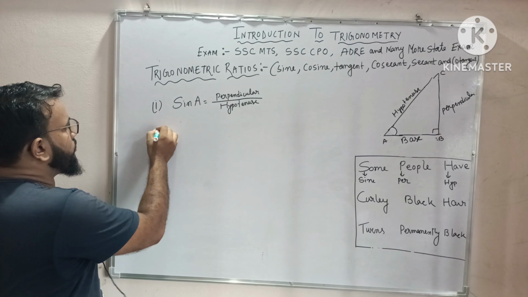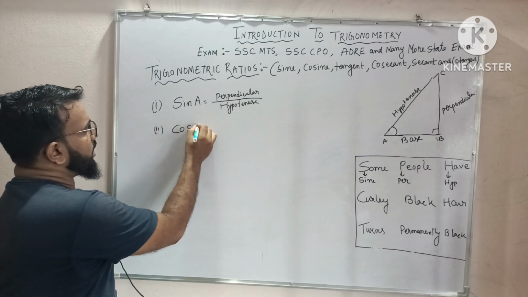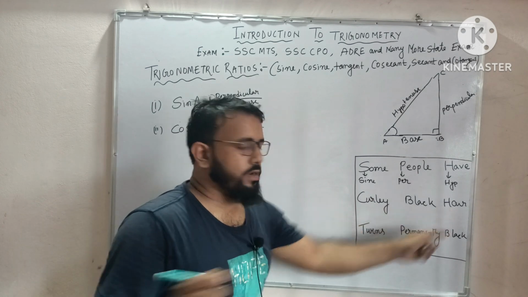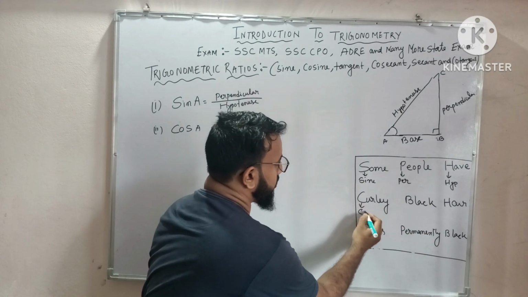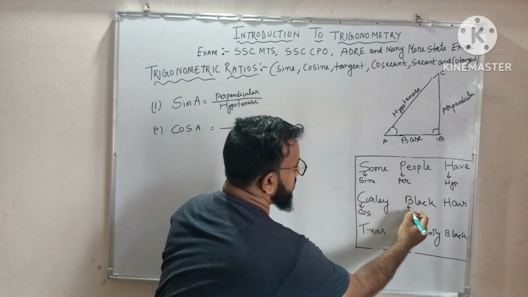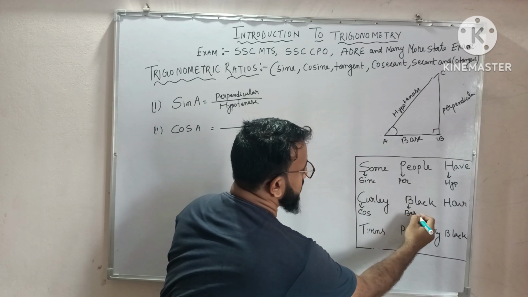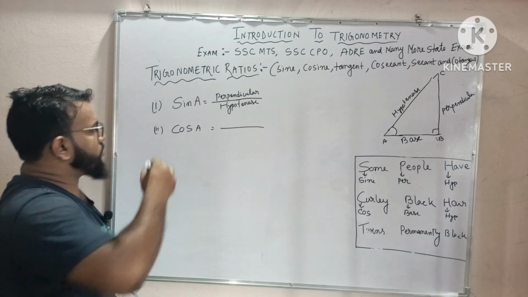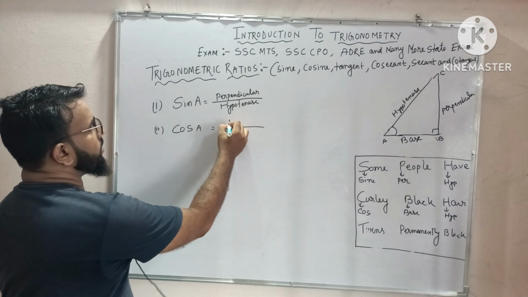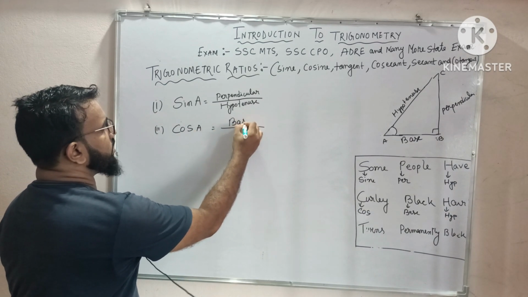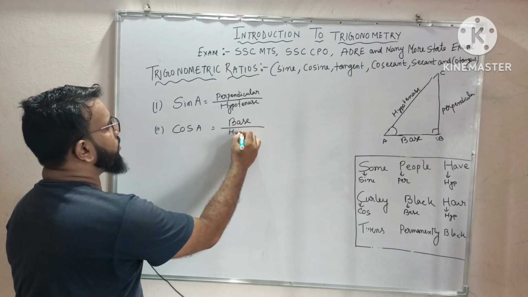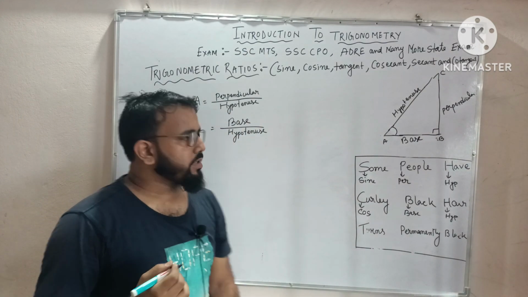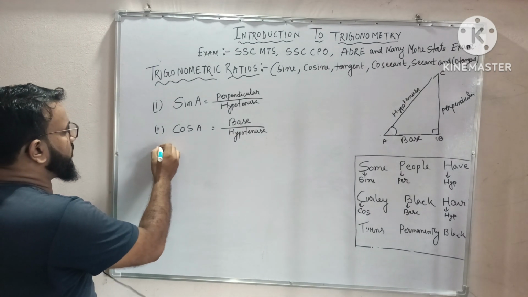Now Roman number 2, cos of angle A, curly black hair, C denotes cos, B denotes base, H denotes hypotenuse. So cos A will be base by hypotenuse.